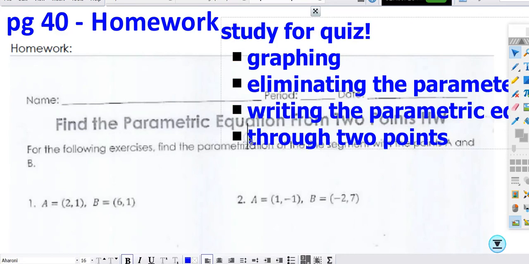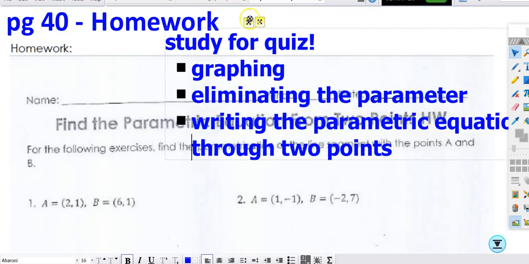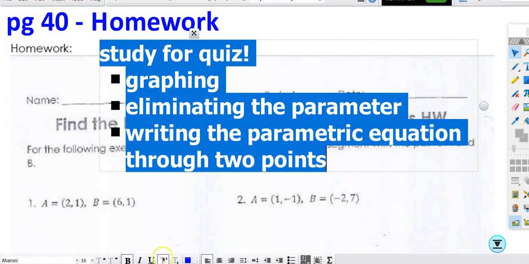Oh my goodness. There we go. I'm going to make it so you can read it. All right, there we go.